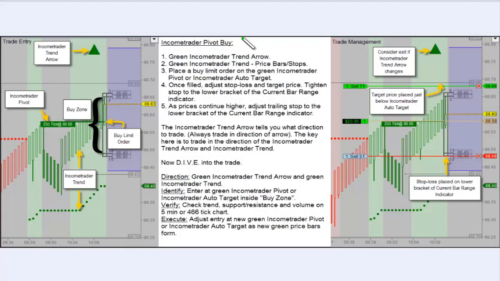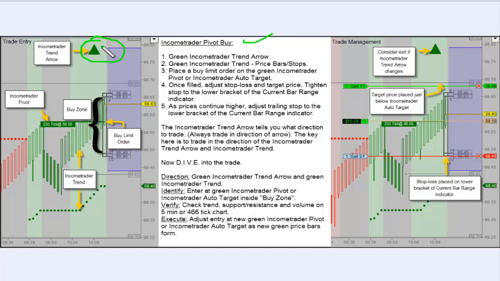Today we're going to cover the Incometrader pivot buy setup. And the real reason for the video is to introduce our latest and greatest new indicator called the Incometrader trend arrow. Basically, the trend arrow tells us which direction to trade.